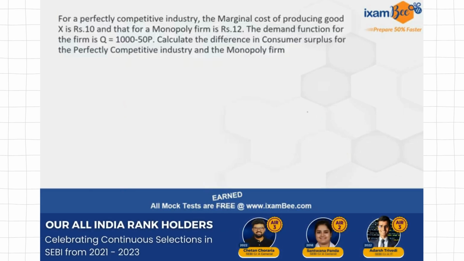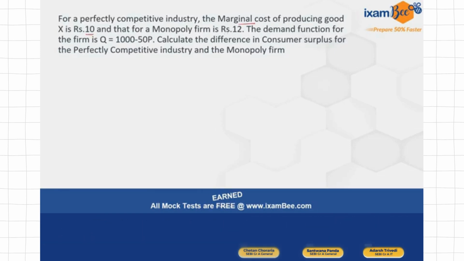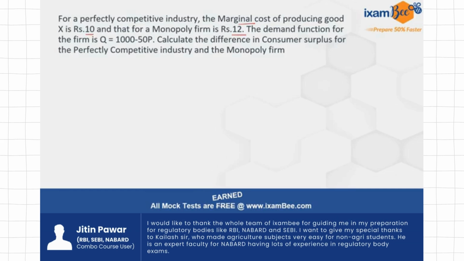So the question for day 22 here on my screen is that for a perfectly competitive industry, the marginal cost of producing good X is rupees 10 and that for a monopoly firm is rupees 12. The demand function for the firm is Q equals 1000 minus 50p, and you have to calculate the difference in the consumer surplus for the perfectly competitive industry and the monopoly firm. This is what you need to find out.